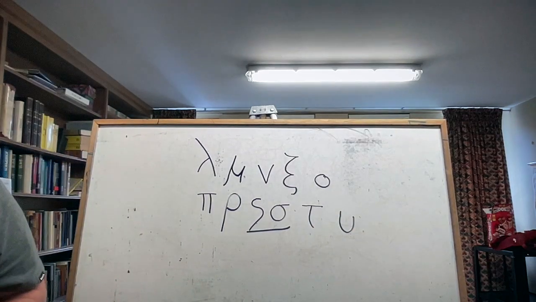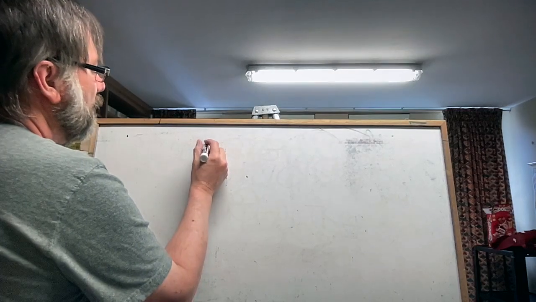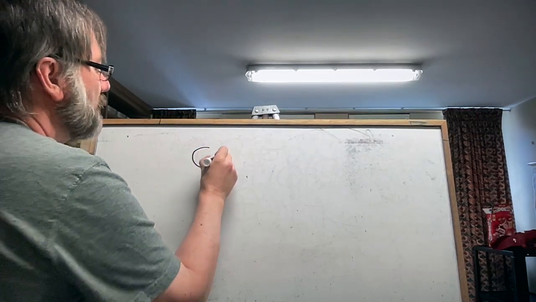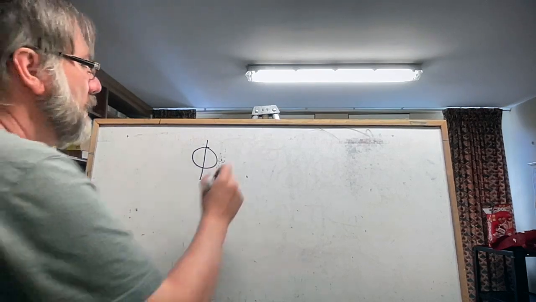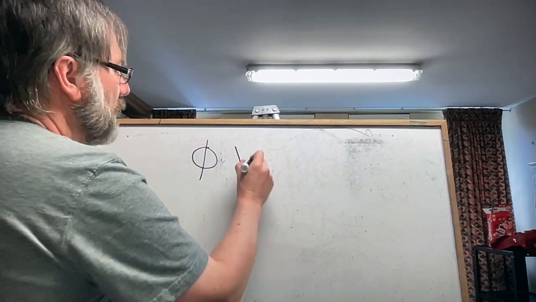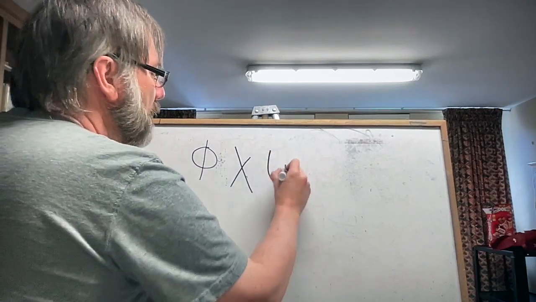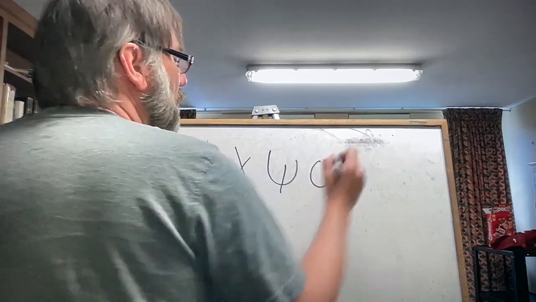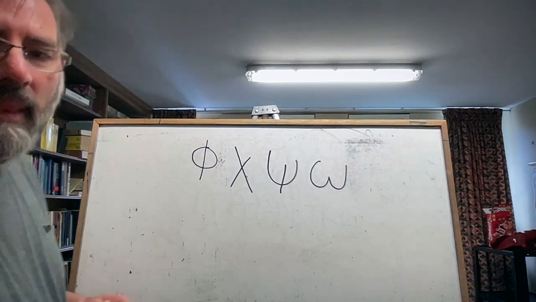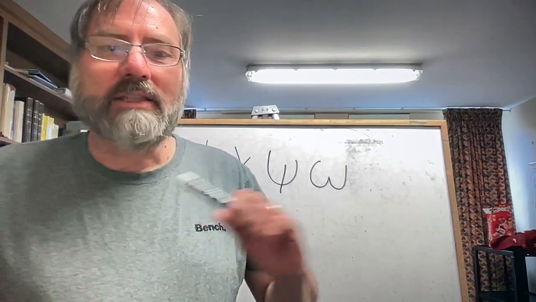Okay, I'm going to erase that. And so we're going to do the phi. Phi, a circle with a stick through it. Phi, phi, psi, and omega. Okay, those are the Greek letters. And so now let's walk through all of them.